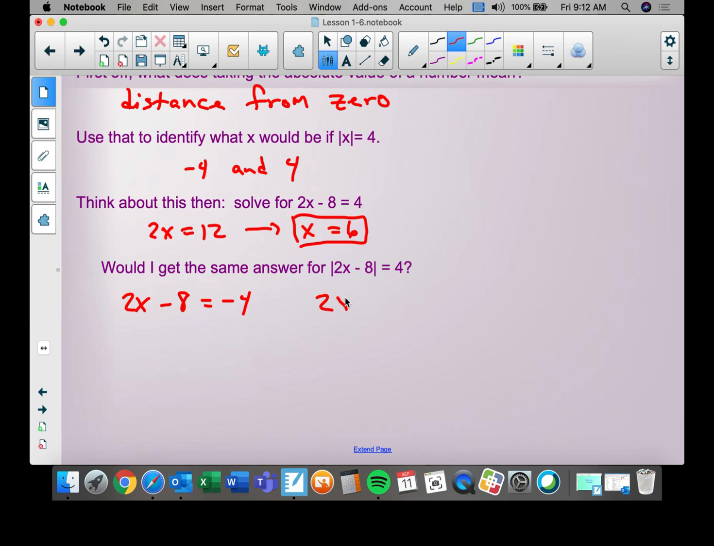Or I could take the 2x minus 8 and set it equal to a positive 4, because that's also 4 units away. And we know that we're going to get two answers. Okay, so there's two different things.